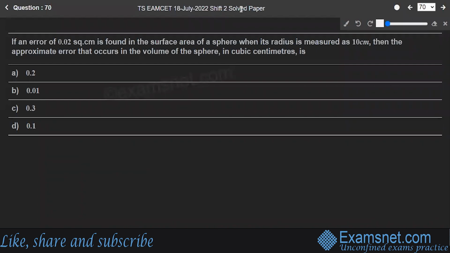Question number 70. If an error of 0.02 square centimeter is found on the surface area of the sphere, whose radius is measured to be 10 centimeter. So here you are given the radius 10 centimeter and error of 0.02 square centimeter is measured on the surface area. Then the approximate error that occurs in the volume of the sphere in cubic centimeters is. Okay, first thing, this error is given on the area, and what is the formula for area of the sphere? It's 4 pi r square.